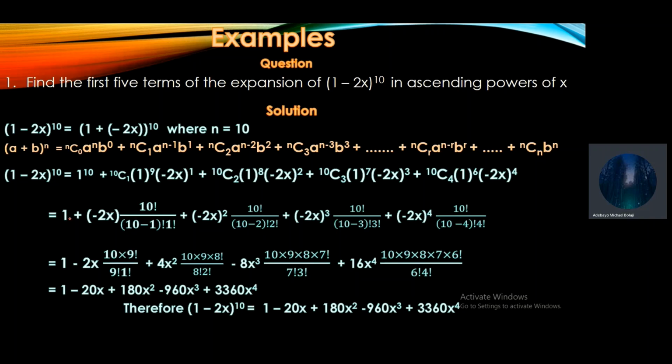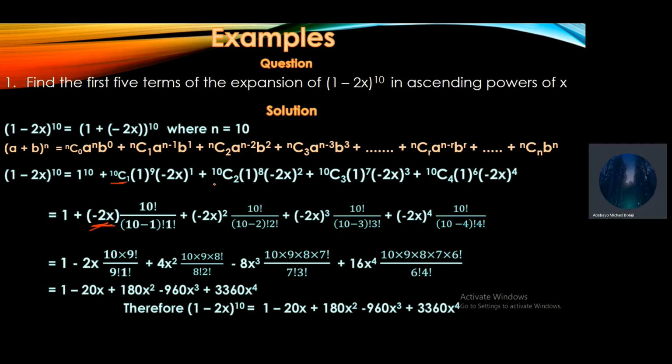Now 1 raised to the power of 10 is equal to what? Is equal to 1. 10 combination 1, we can represent this 10 combination 1 to give us 10 factorial over 10 minus 1 factorial, 1 factorial. Then minus 2x raised to the power of 1 will give us what? Minus 2x. Is that okay?